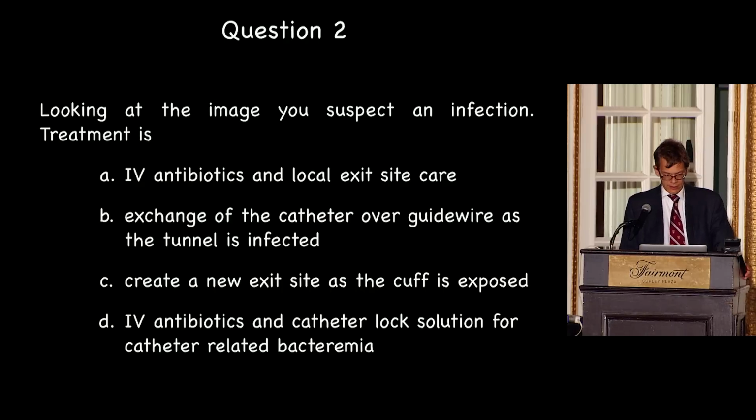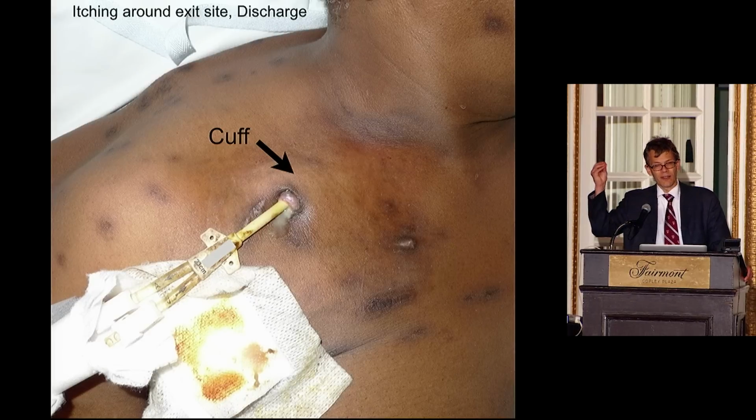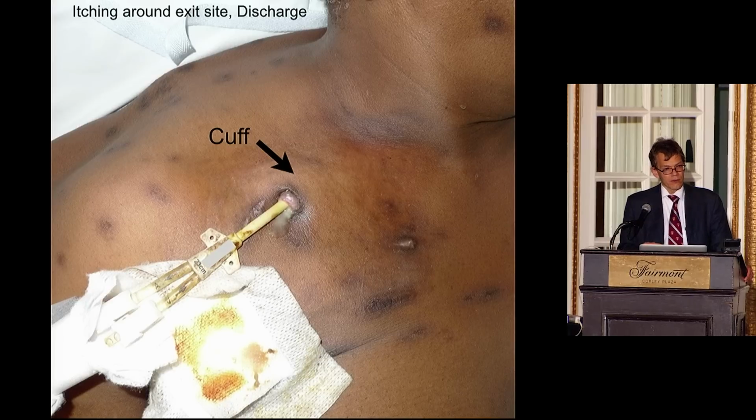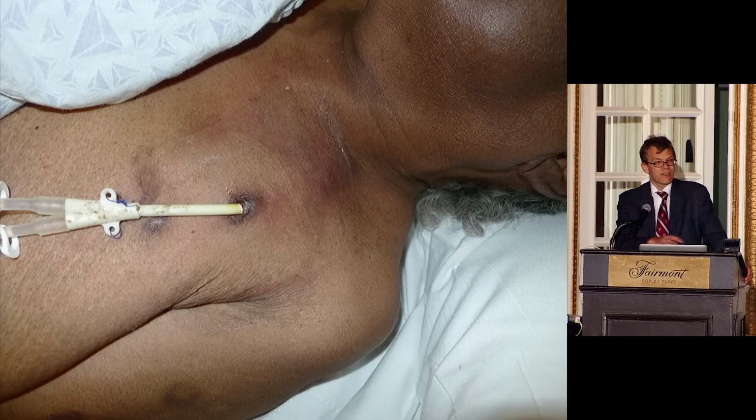IV antibiotics, local exit site care, exchange of catheter, create new exit site, or lock solution. So let's talk about, for exit site infection, this is what you can do. Yeah? The cuff is right there. The cuff represents a seal between the skin flora that is inside the exit site and the sterile tunnel and the inside of the blood vessel. Exchange of catheter over guide wire is not an option if the tunnel is infected. If you have a tunnel infection, this is basically an empyema, and you don't want to put any new plastic through an empyema.